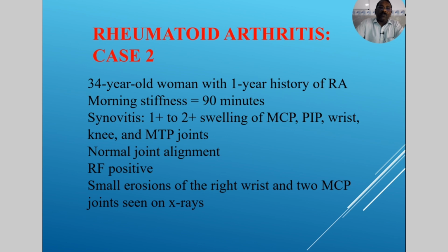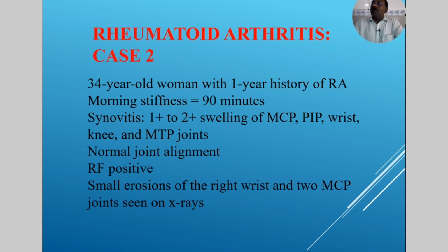Normal joint alignment. RF is positive. Small erosions of the right wrist and the 2 MCP seen on the X-rays. So X-rays showed the erosions. Rheumatoid factor is positive. And then synovitis in the many joints. And the morning stiffness is not 30 minutes like the earlier case. Here it is about 90 minutes, even though the history of the rheumatoid arthritis is 1 year.